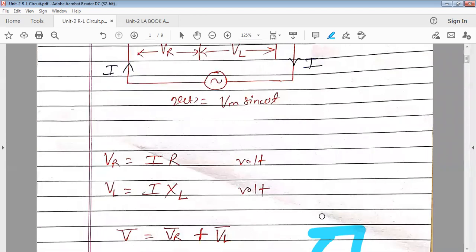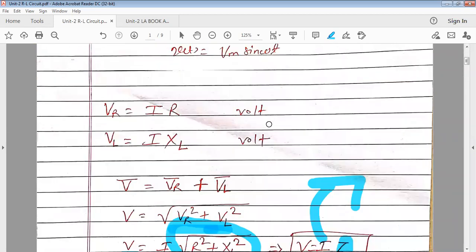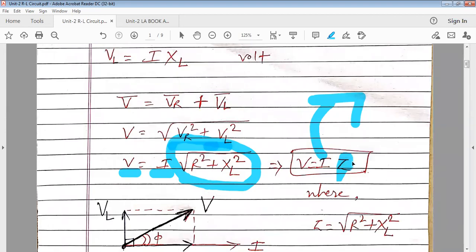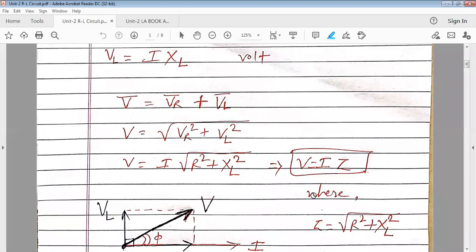So V by I, along with resistance, inductor is also there. So XL is there, that is omega L in ohm. To consider the effect of inductance also, total voltage divided by total current will be Z, which is called impedance. So for impedance you will get the formula square root of R square plus XL square ohm.